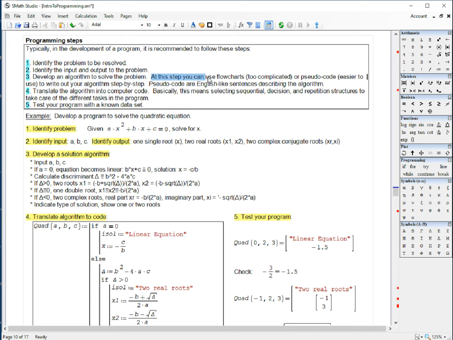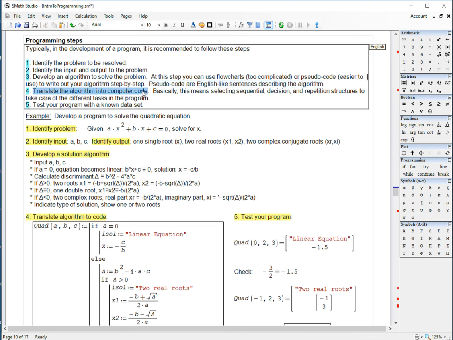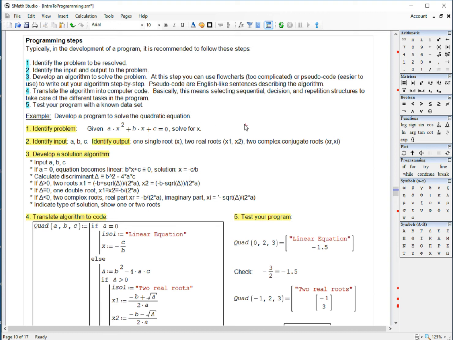In the past, people would use flowcharts, which is a little bit too complicated, or pseudocode, which is easier, to write your algorithm. Pseudocode is simply English-like sentences that describe the algorithm. Once you have an algorithm, then you translate it into computer code, and so it depends on what language you're using. In this case, we're going to be using the ideas of programming in SMATH Studio. And once you have something that works, then you test the program with a known data set.